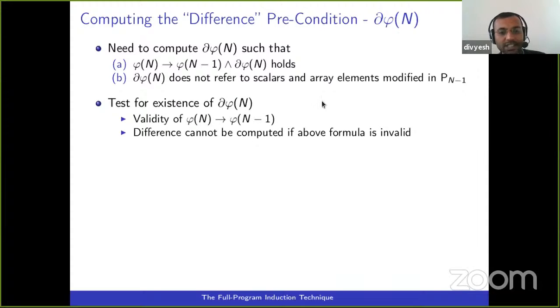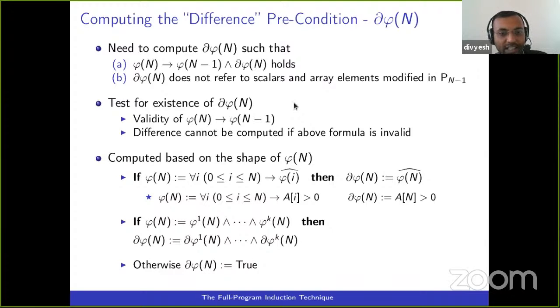So there is an easy test for existence of such a precondition. Only if phi n implies phi n minus 1 holds, then we are guaranteed that such a difference precondition can be computed. On a successful validity test, we compute the difference precondition by looking at the shape of the precondition that is already given to us. If the given precondition is a universally quantified formula, then the difference precondition is just the instantiation of the quantified variable with the values in the difference coming from the bound.